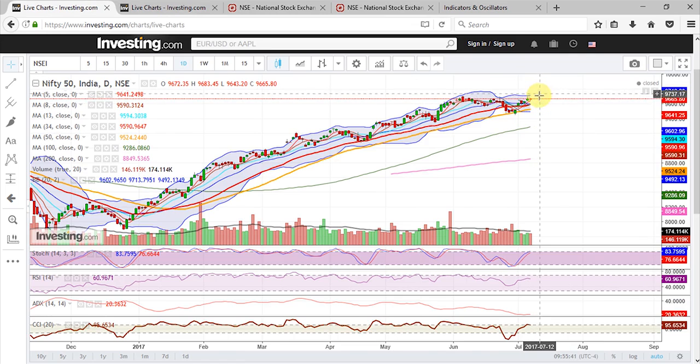If there is a breakout above this previous high or the top of the Bollinger Band in daily chart, that is 9715, market can see up move.